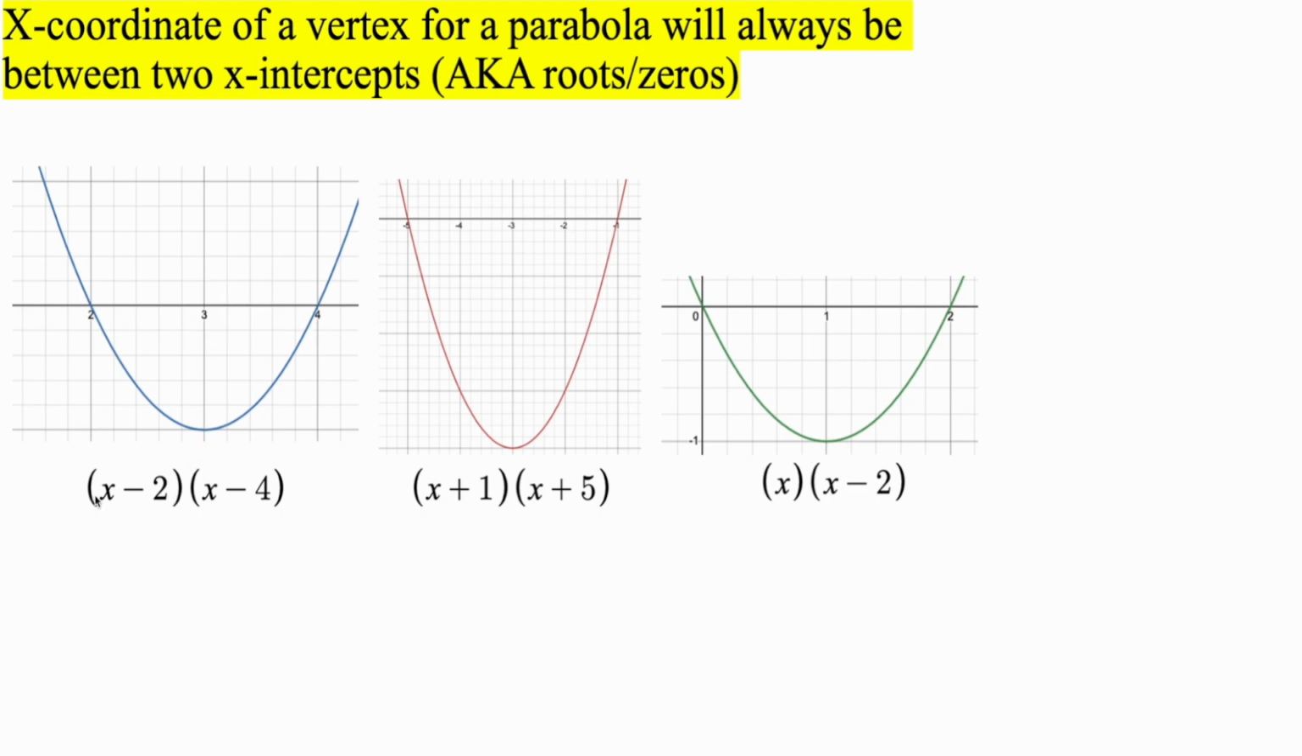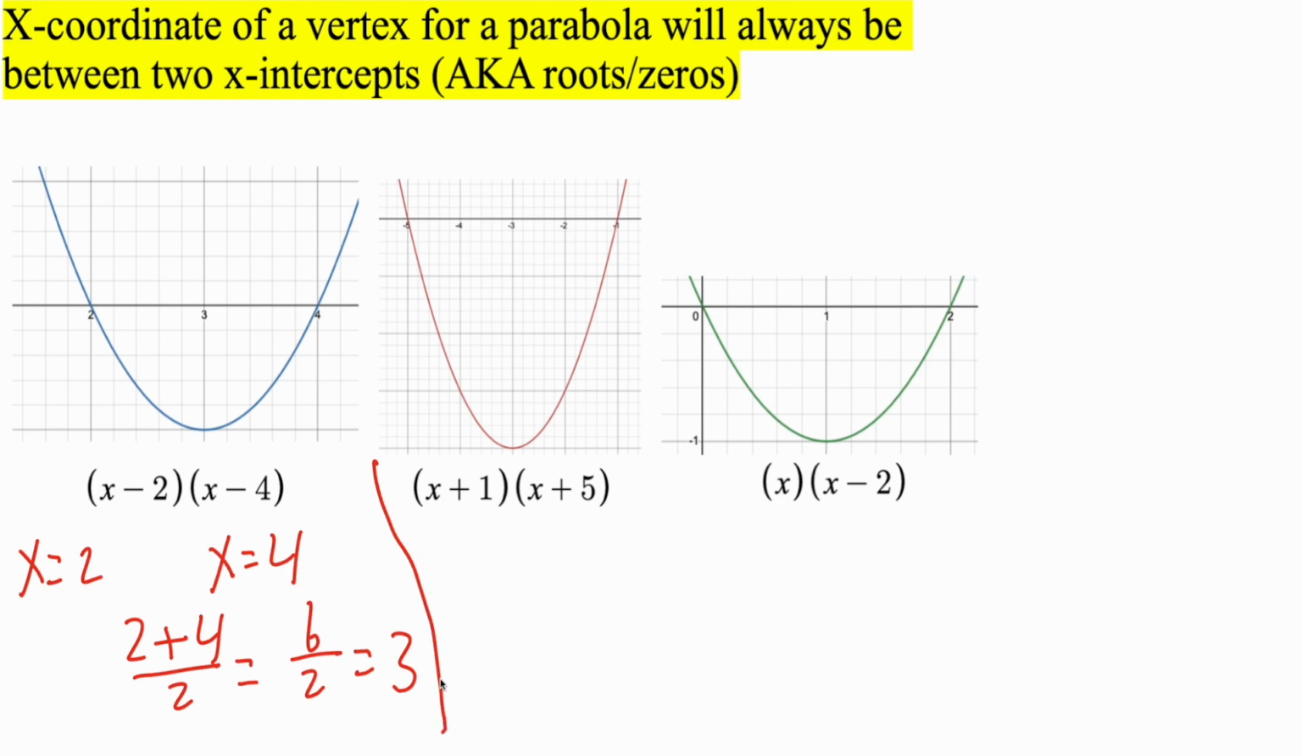But let's use a formula. We're saying that one x-intercept is 2, and the other x-intercept is 4. If you average them, you get 2 plus 4 divided by 2. 2 plus 4 is 6. 6 divided by 2 is 3. So we see that the x-coordinate is 3. Now, this is just the x-coordinate. We will also get the y-coordinate to actually get the vertex for two problems. But here, I just want to show you that the x-coordinate of a vertex is the average between the two.